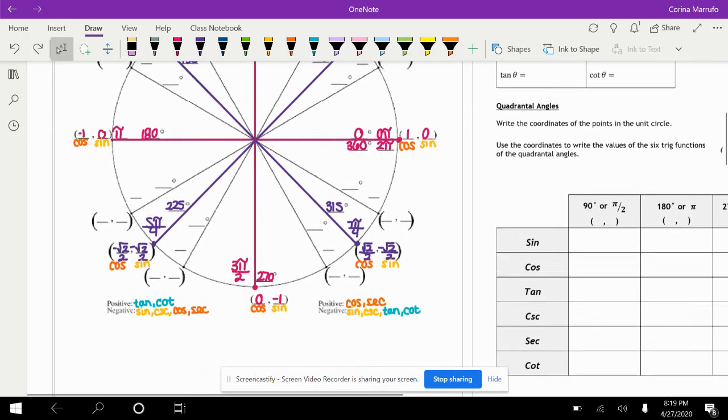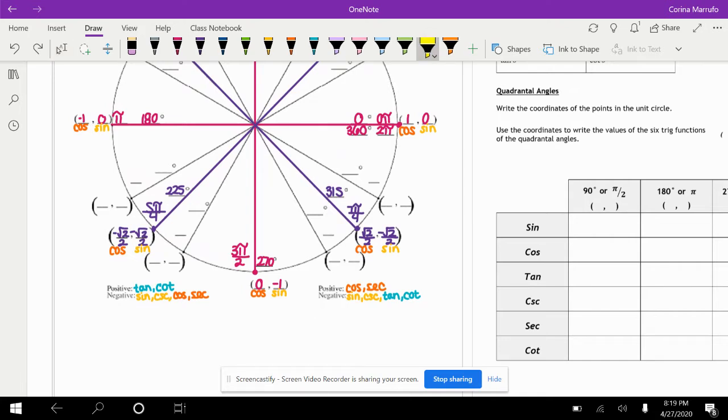If we look in our third quadrant, only tangent and cotangent are positive. Your other trig functions will be negative. In the fourth quadrant, only cosine and secant are positive. The rest are going to be negative. So that's something that we already learned.